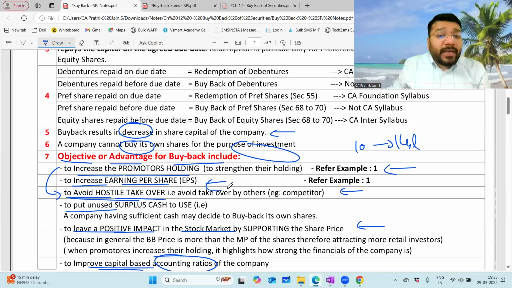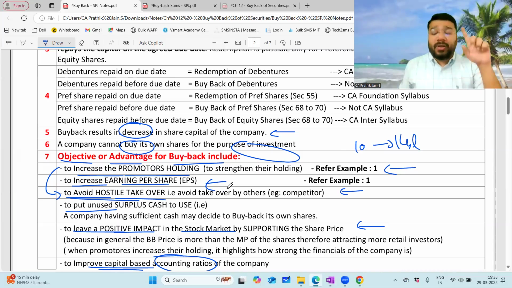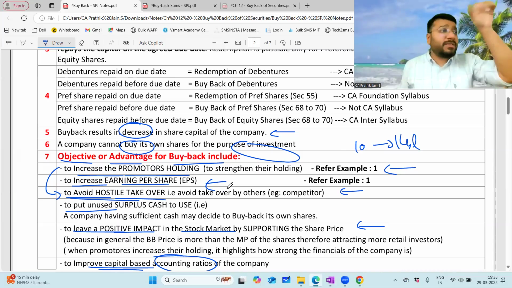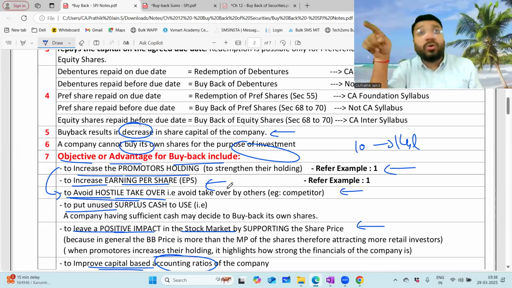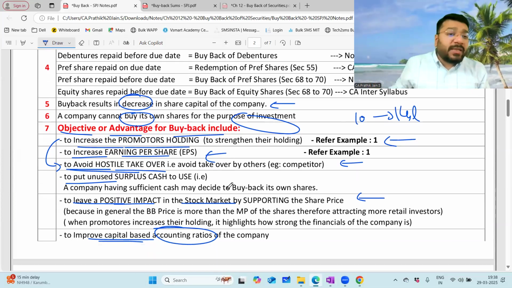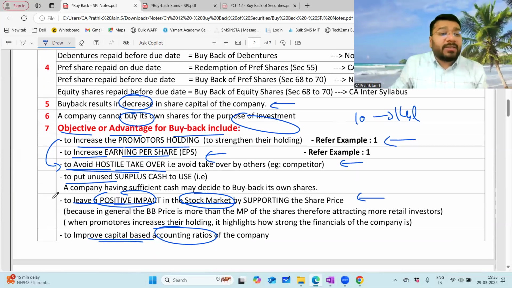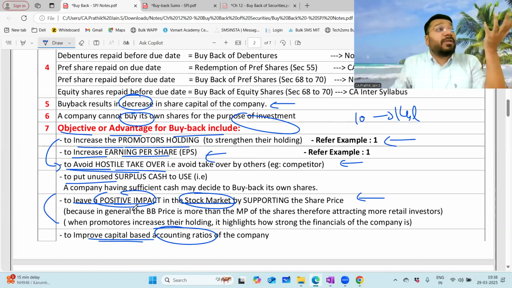And this will also lead to increasing earnings per share. That is, earning per share is being increased. We saw the example from 40 to 50. Okay. This will leave a positive impact in the stock market. This also we have discussed. So how does it have a positive impact on the stock market?